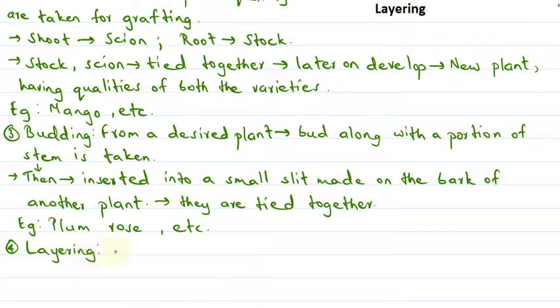layering. So what is done here is, in this, the stem of a plant is bent down.